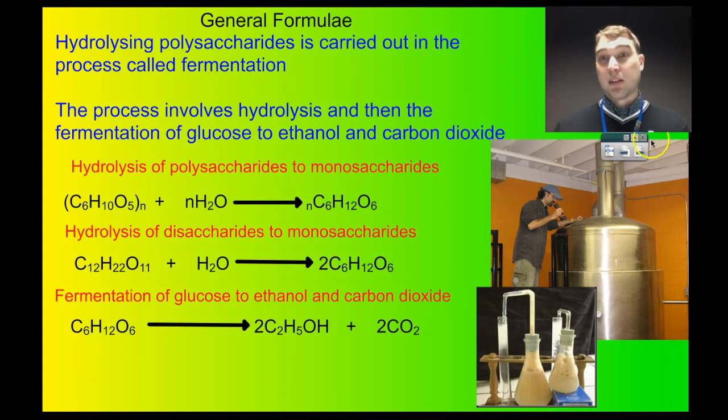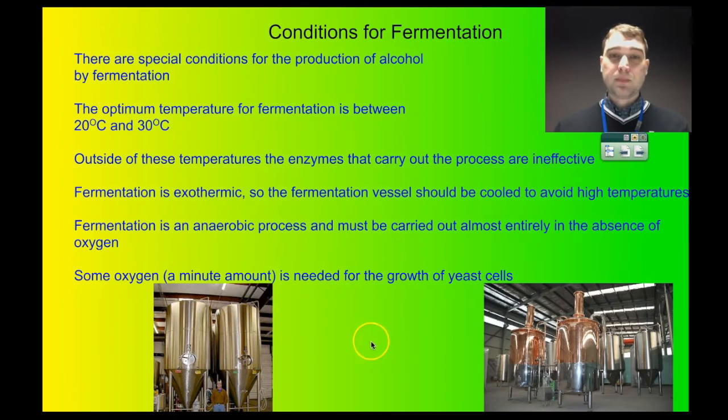So this is how we make alcohol for our drinking. Conditions for fermentation: you need it at a temperature between 20 and 30 degrees. If it's any hotter than that, you start to kill off the yeast and also denature the enzymes that are doing the process. So the yeast carry enzymes that are doing all those processes, the hydrolysis and the fermentation.